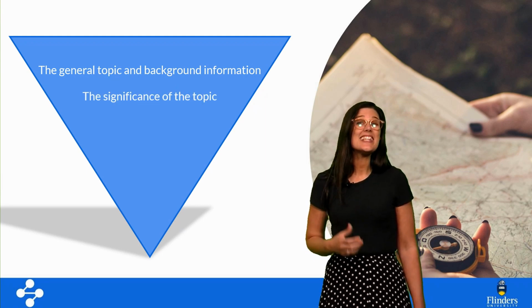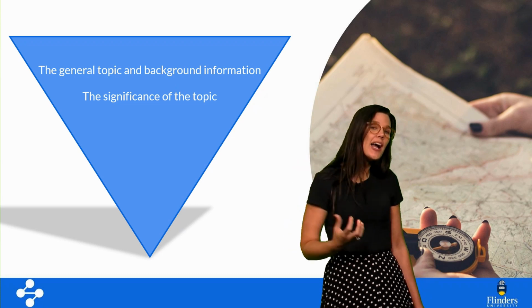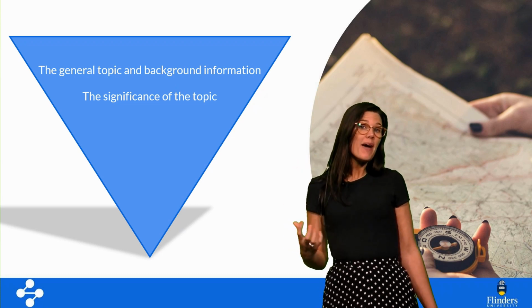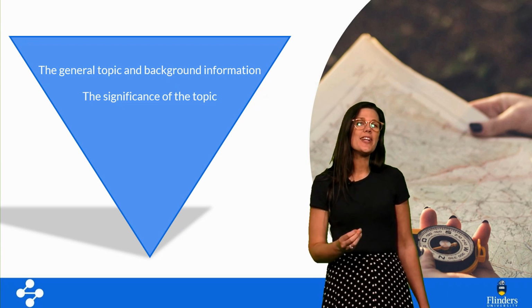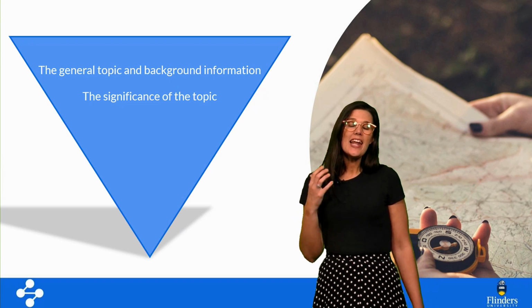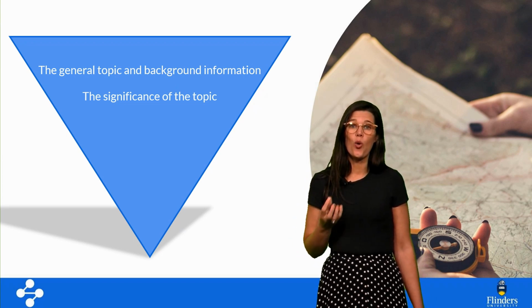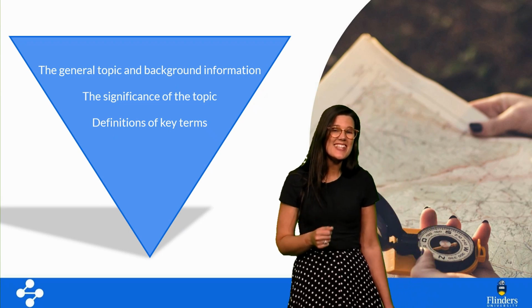We then want to consider the significance of this topic. So why is it important? Is it a timely issue? Does it have impacts on any particular groups or situations? This tells the reader why the problem is one that is worth reading about, and it helps to support and foreground your argument. You may then need to define some key terms if necessary.